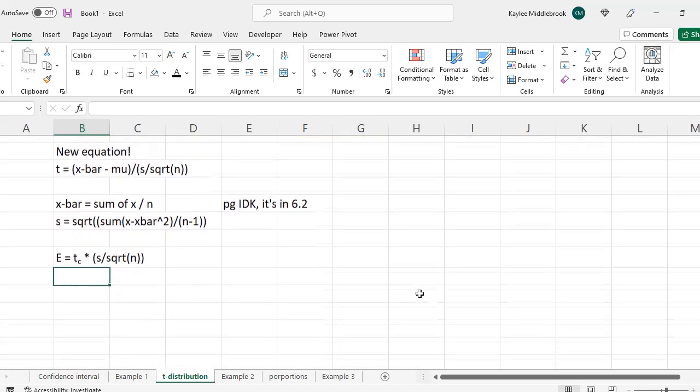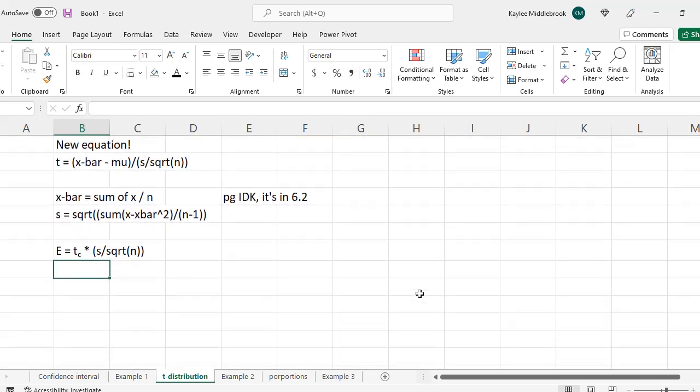Okay, and then we have some new equations that I would recommend taking a look at. For your t, you're going to do your x bar minus mu divided by s divided by the square root of n. Your x bar and the sample standard deviation are still going to be calculated the same way that we calculated them previously in chapter 1. And so we can still use equals average and equals stdev.s, and then you'll be all good to go.